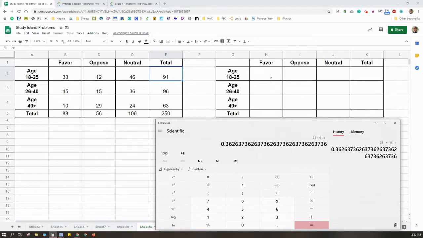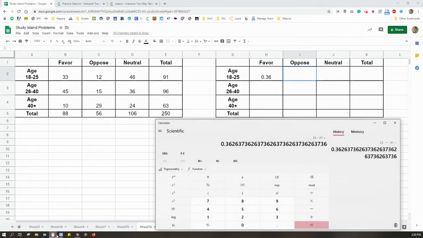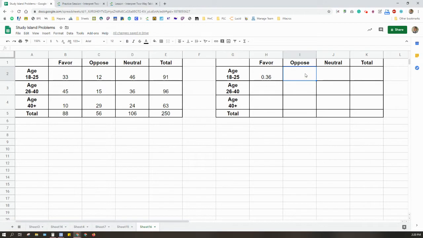Now we should just round to the nearest hundredth. We're going to round to the nearest hundredth because that's like the nearest percent. So I'm just going to put 0.36 into that box. So 0.36 right there. Okay. And then we can go on to the next one, and it's going to be 12 out of 91. So go back to our calculator, 12 divided by 91, and we get 0.1318. That rounds to just 0.13. So that's our next one, 0.13.